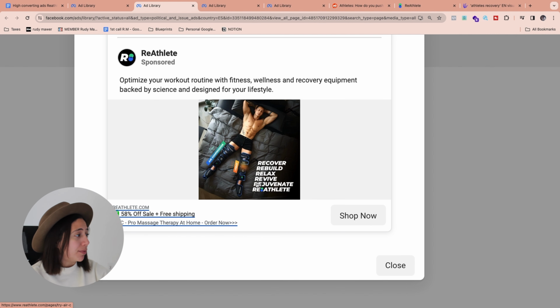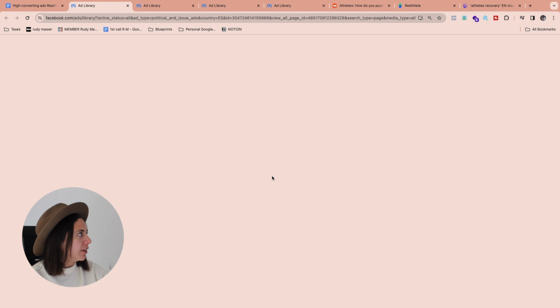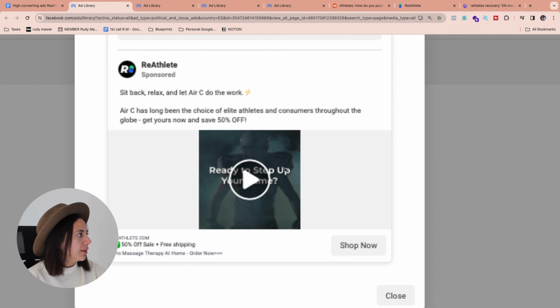This is brilliant because that's exactly what they want. They want to recover, they want to relax, they don't want the mental anxiety, right? And they will be able to revive themselves to be able to perform better. So this is really, really good. Another one that they've done over here is this one.